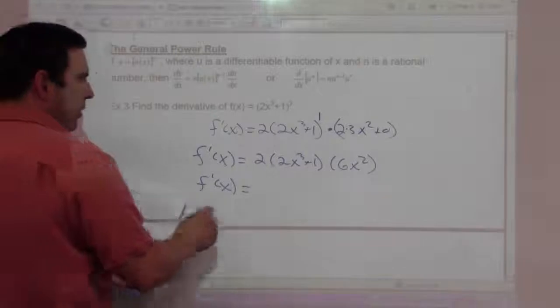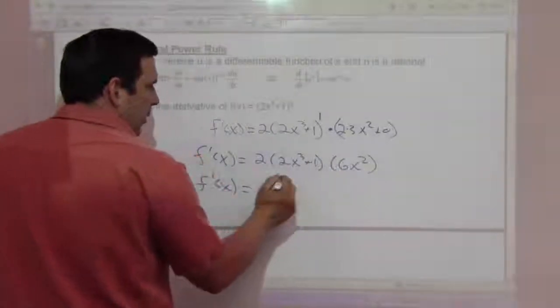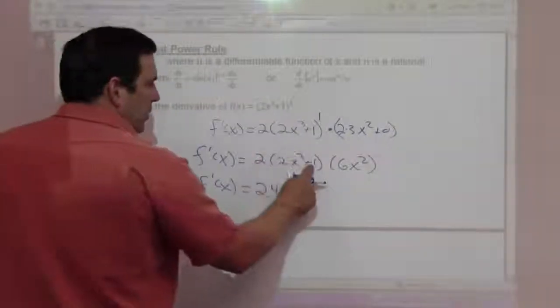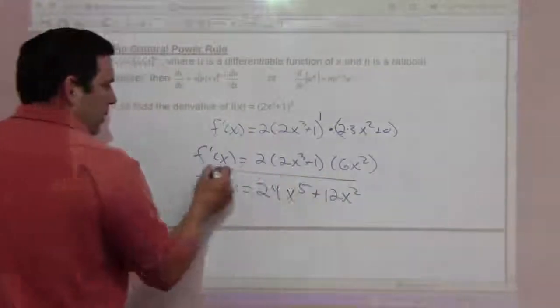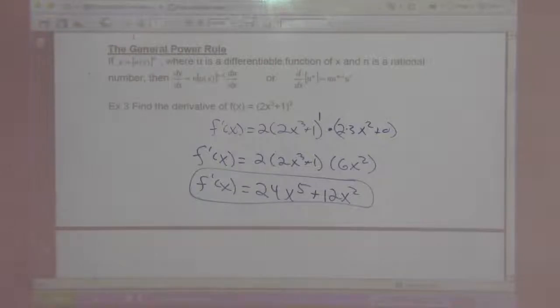You multiply this all together. 2 times 2x cubed is 4x cubed times 6x squared is 24x to the 5th. 2 times 1 is 2 times 6x squared is plus 12x squared. I'm going to go on to the next page.